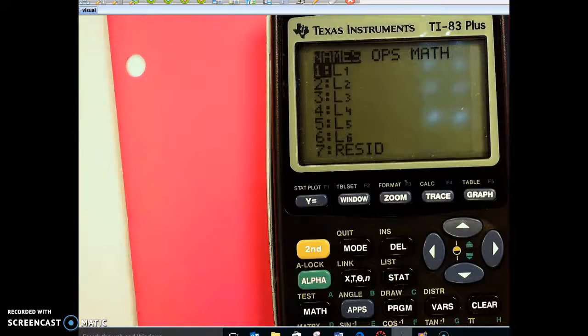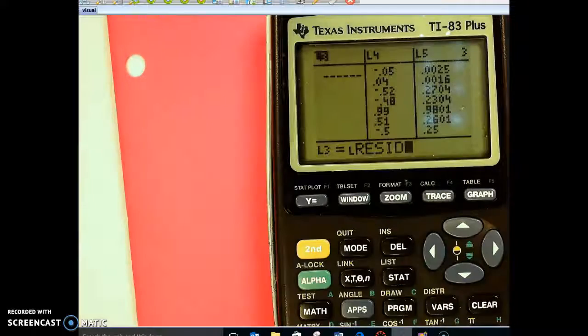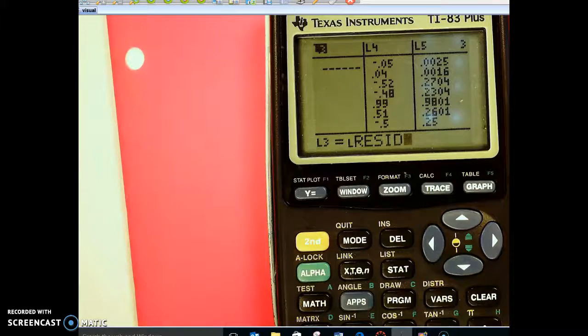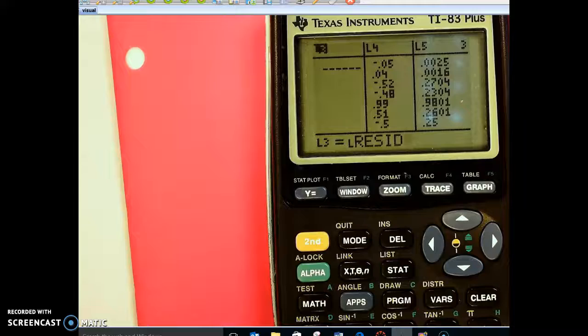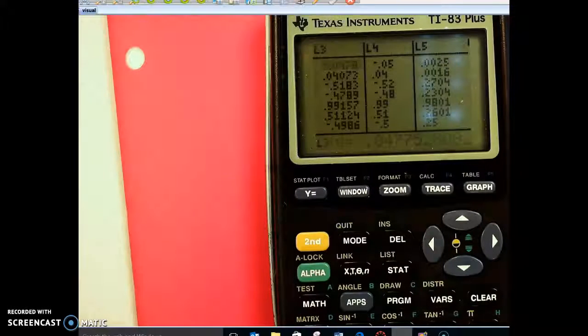And if you go down to option 7, it's actually going to calculate the residuals, and right now it's in that linear mode, so it knows to find the linear residuals. So we're going to press enter. Those are my residual values. I need to square them and sum them up.